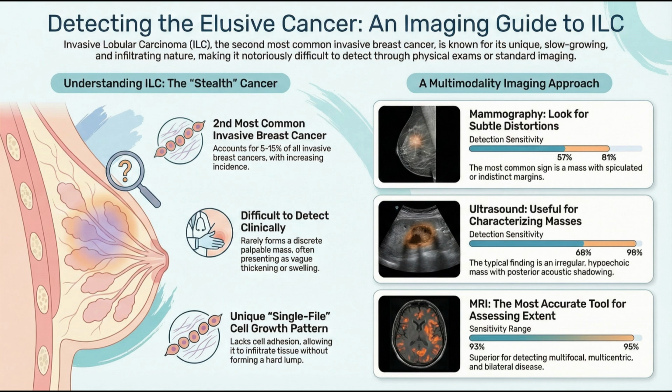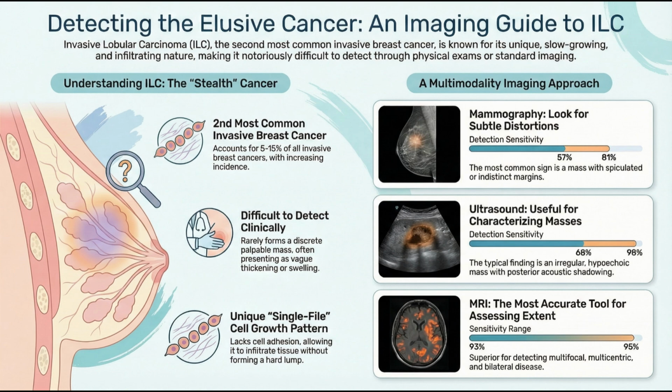When we see non-mass enhancement, what exactly are we looking at? NME is detected in up to 40% of ILC cases, and it is a game changer. It means the cancer isn't showing up as a solid ball. Instead, the contrast dye is lighting up a diffuse area of tissue, outlining the widespread cells that have infiltrated the breast like a creeping fog. It often reveals the true, much greater extent of the disease that was simply invisible on other modalities. This is the radiological manifestation of that E-cadherin loss. That makes the visual distinction so much clearer.